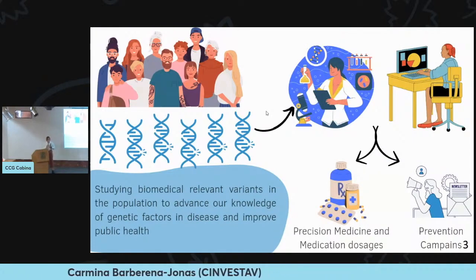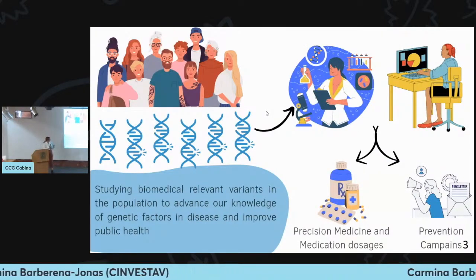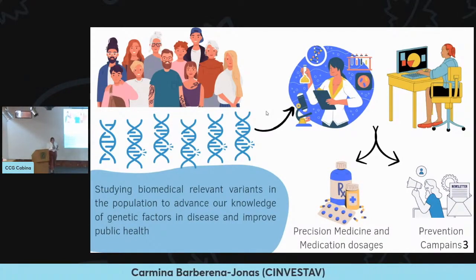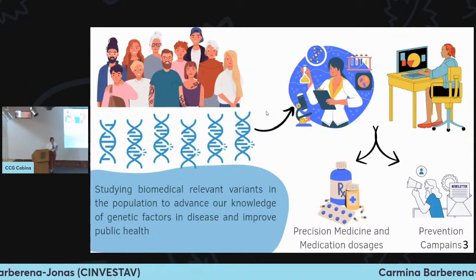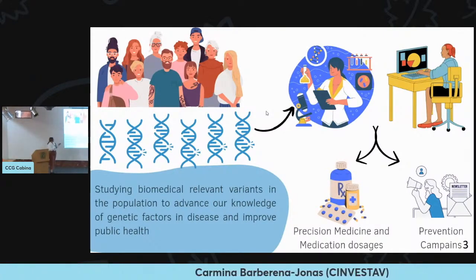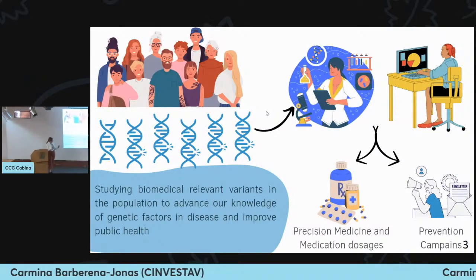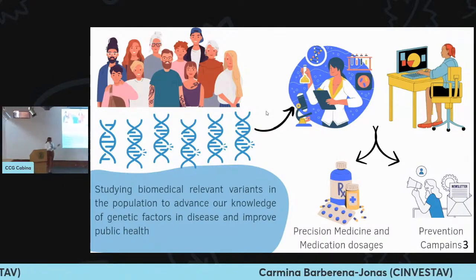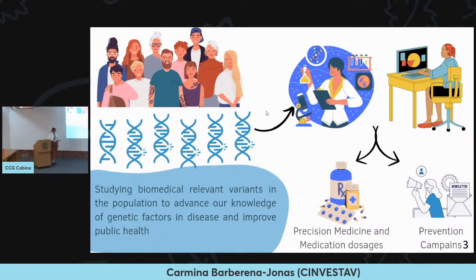First is that, as Jan explained in his previous talk, we can study biomedical relevant variants in a population in order to, in one part, understand better the genetic factors in that disease, but we can also improve the public health policies that are happening in that population. For example, if we see a variant in a population, we can analyze it and have better precision medicine and population-specific medication doses. Also, we can have better prevention campaigns focused on that particular disease.